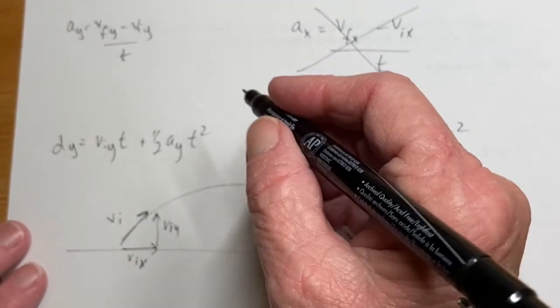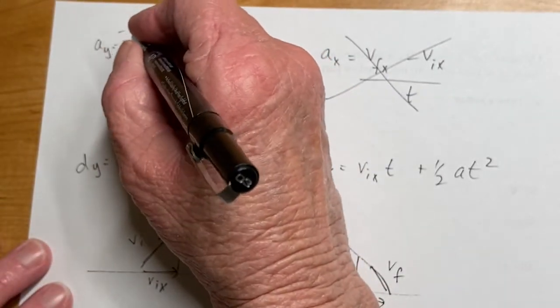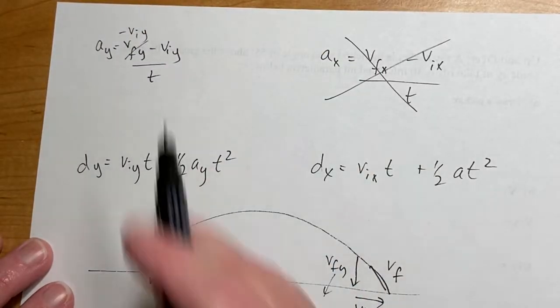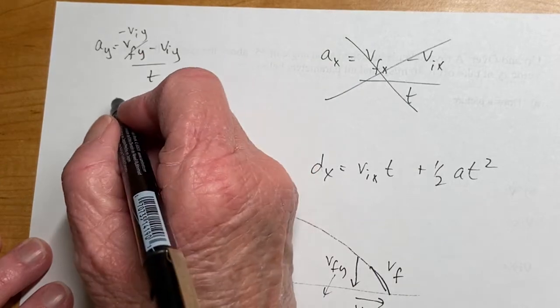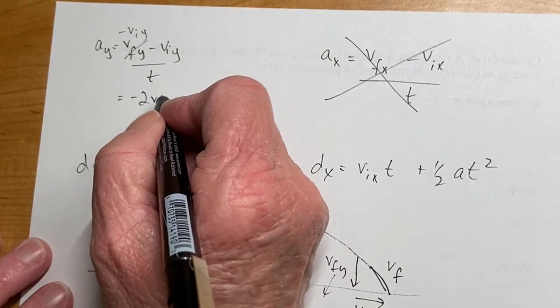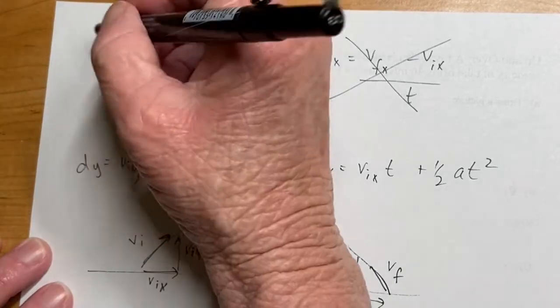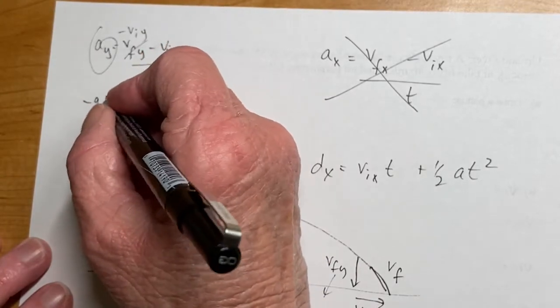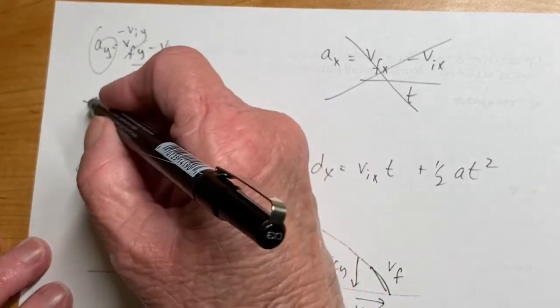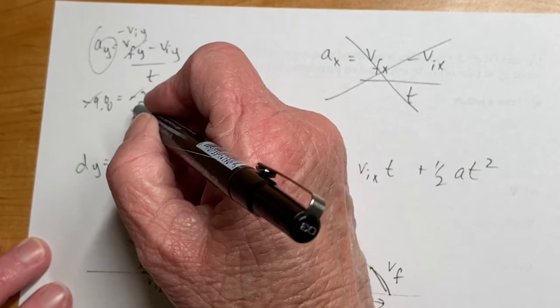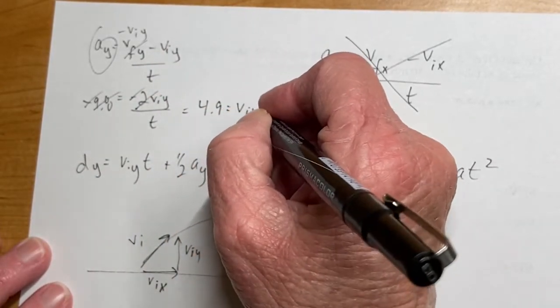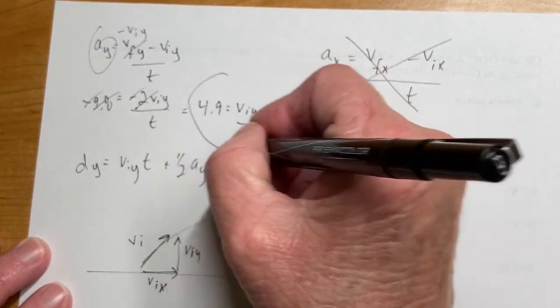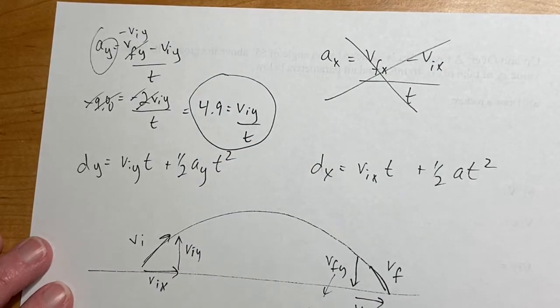So I'm going to substitute in here negative VIY. Well, now I have negative VIY minus VIY, that's negative 2 VIY over T, and gravity is negative 9.8. So we're going to simplify even further. Negatives are going to cancel. I'm going to divide both sides by 2, and I end up with 4.9 equals VIY over T. That is my simplified formula.